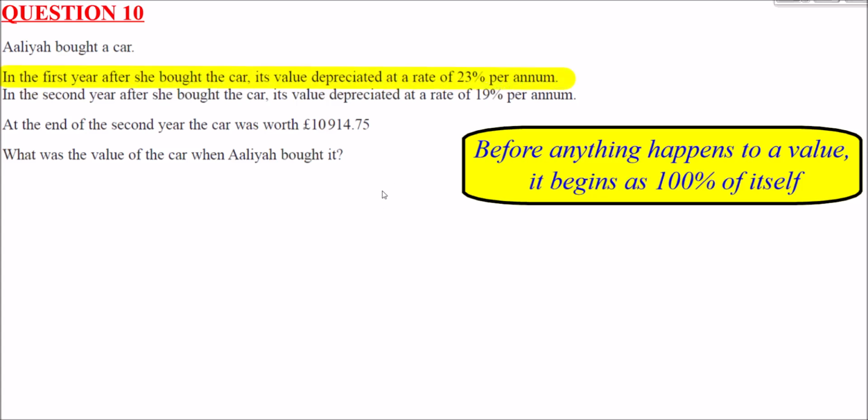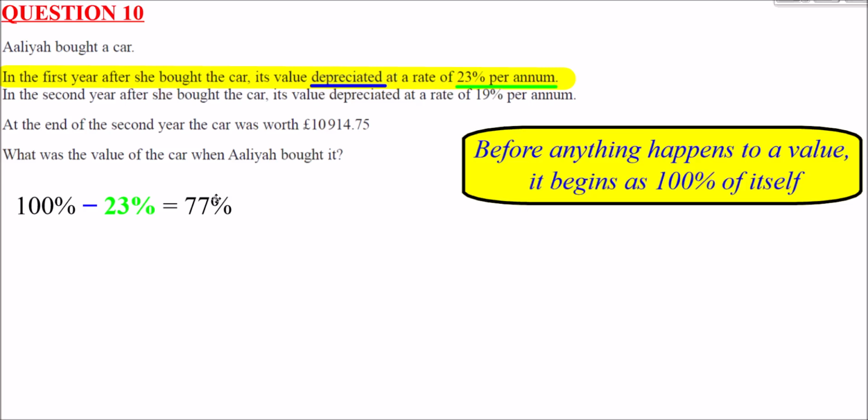It says here, after she bought the car in the first year, its value depreciated at a rate of 23% per annum. So what does this mean? Depreciate is a fancy word for loses or goes down. So its value went down at a rate of 23% per annum. Now, annum is a fancy word for year. So annum just means year. So it's gone down by 23%. But remember, it starts off as 100% of itself. So 100% minus the 23% means we're left with 77% of its initial self at the beginning of that year.